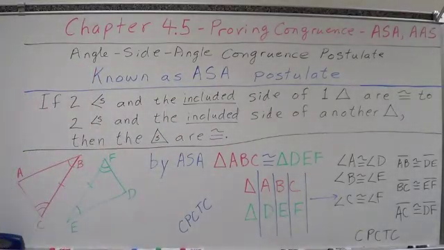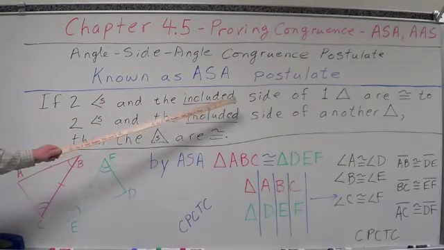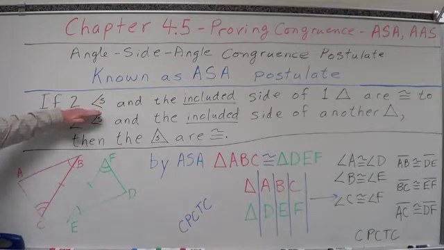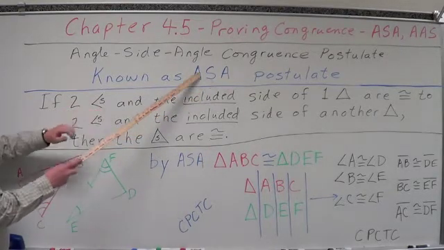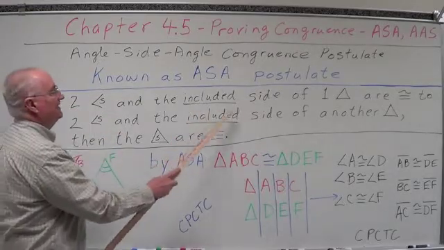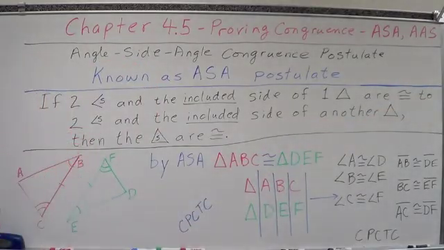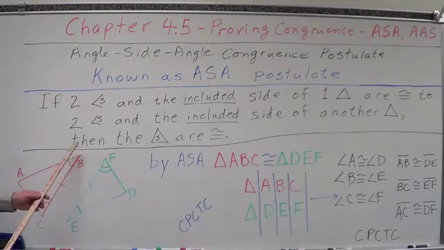The statement of that postulate is this: if two angles and the included side. Now we're going back to this term included that we defined back in 4.4. Whatever is included is between two of something. On this one, since we're talking about two angles, the side is sandwiched between the two angles. It is between the two. So, two angles and the included side of one triangle are congruent to two angles and the included side of another triangle, then the triangles are congruent.